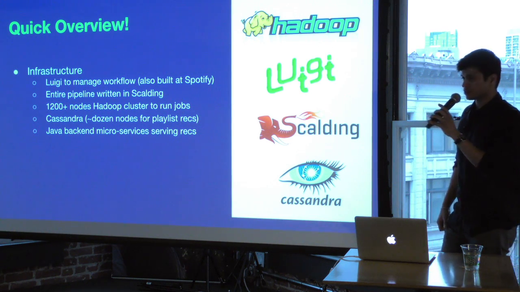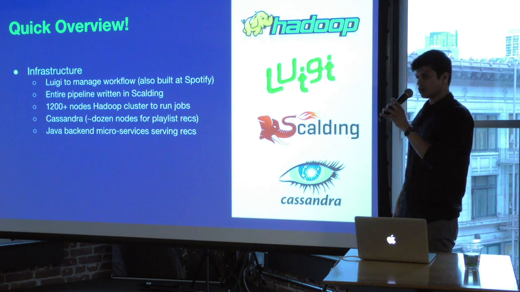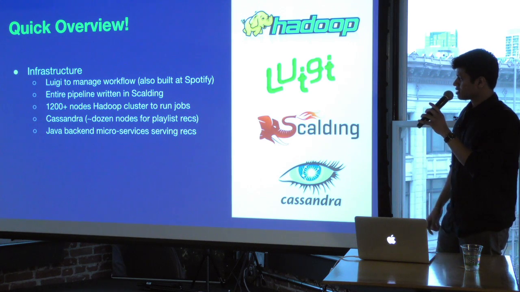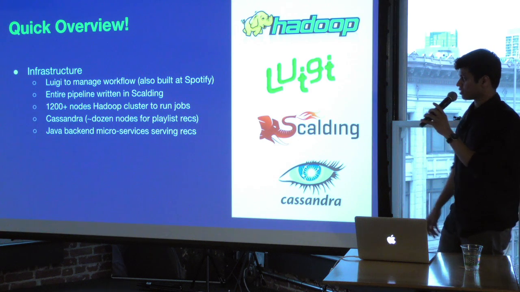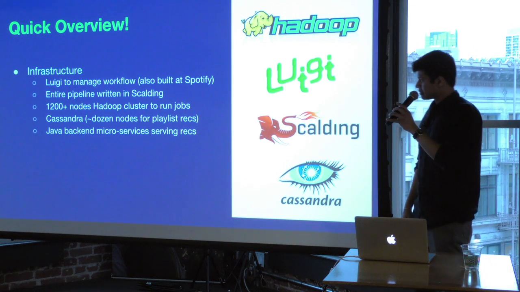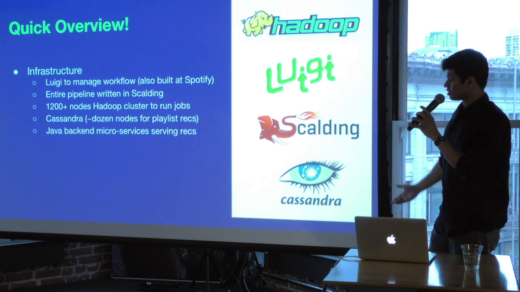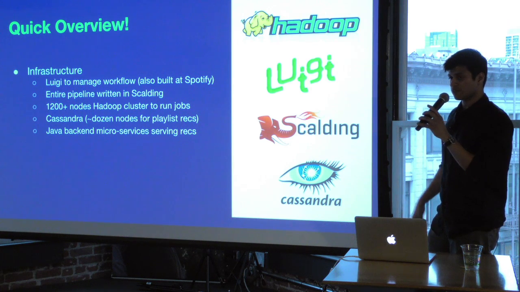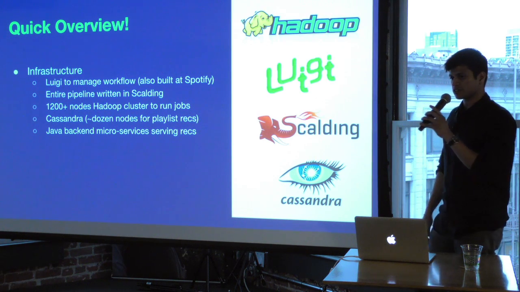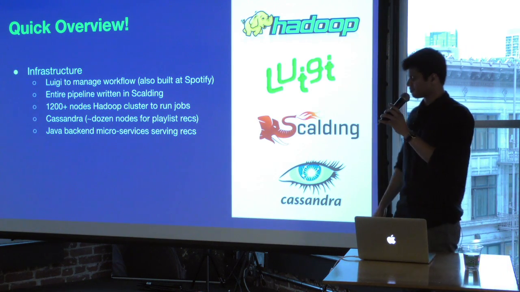And our entire pipeline is written in Scalding. This is Twitter's open source framework for writing MapReduce jobs in Scala. And this is something that I'll dig deeper into next. And then we run all our jobs on a Hadoop cluster composed of 1,200 plus nodes. It runs about 10,000 jobs a day. And then we have Cassandra as our primary backend storage that serves all these recs. And then just for playlist recs itself, we have about a dozen nodes. And at the very top, we have Java backend microservices that are serving these recommendations and doing the shuffling logic that I just spoke of.